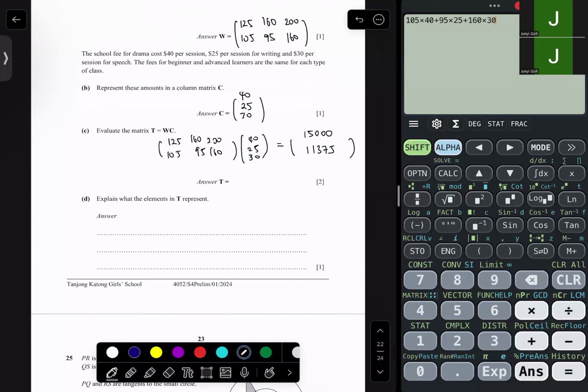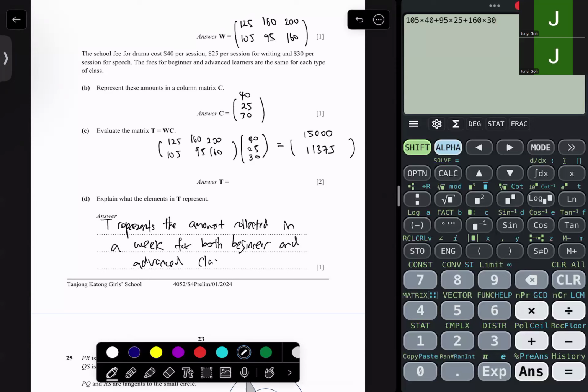Okay, so T represents the amount collected in a week for both beginner and advanced class, respectively.